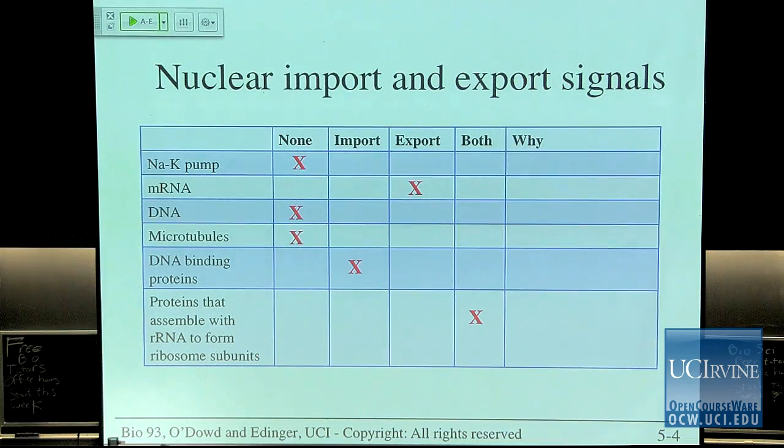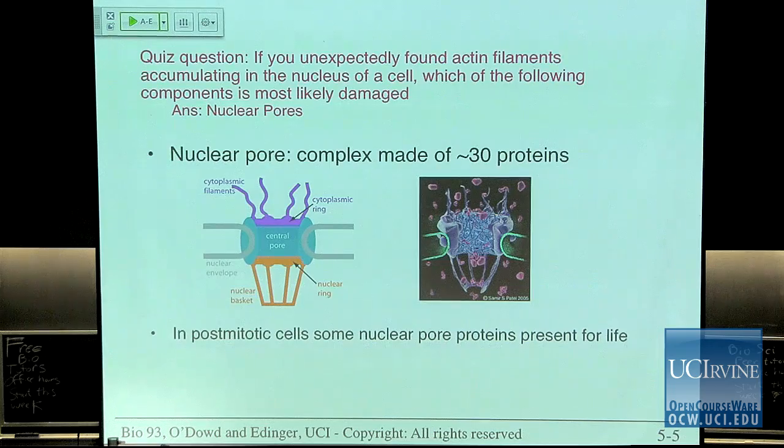Okay, so this is a type of exercise that helps you really figure out these molecules that we've talked about so far, so that you'll know a little bit more about them because you've interrogated them from a lot of different angles now. Where they are in the cell, where they're made, and what kind of signals they might have.